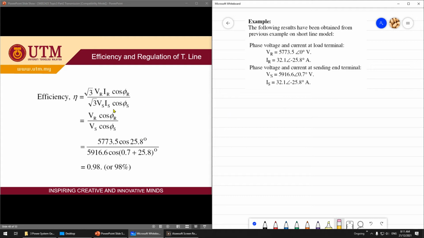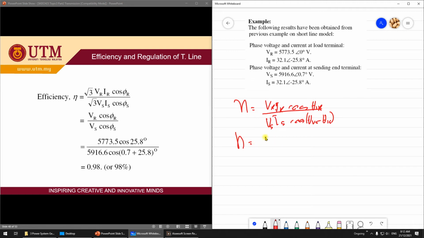Okay, so we continue. Efficiency, so just use the formula. You just take the receiving end. Efficiency is equal to VR IR cos theta IR, divided by VS IS cos(theta VS minus theta IS). So make sure you know the formula. You have to memorize it.